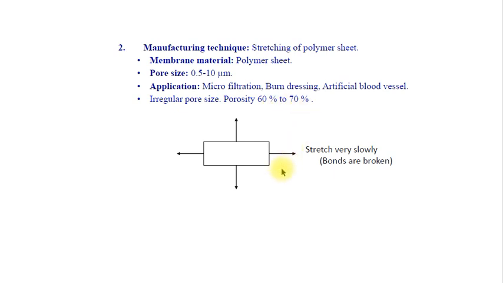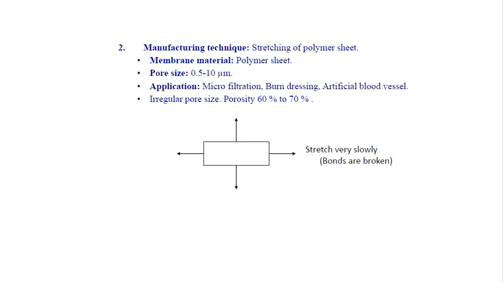This process is basically used to create membranes used in the medical field, especially in burn dressing, as well as for creating artificial blood vessels. This process is also used to create microfiltration membranes, but the application is quite limited. So this process is basically used to create burn dressings as well as artificial blood vessels.